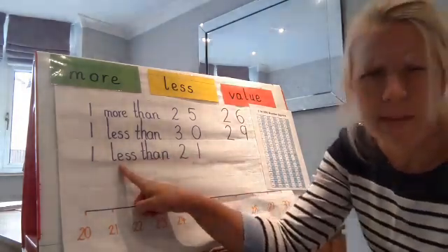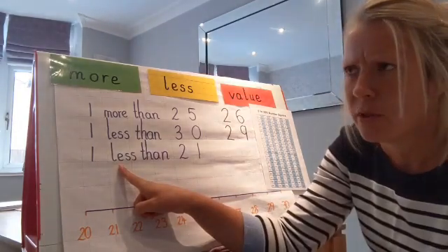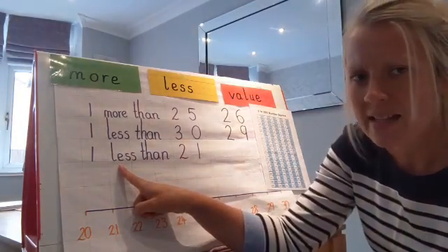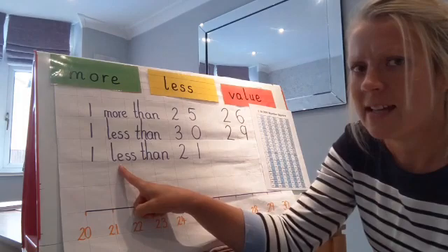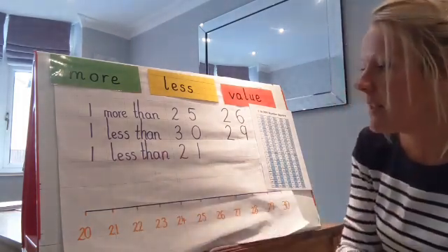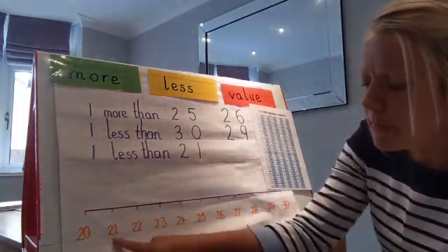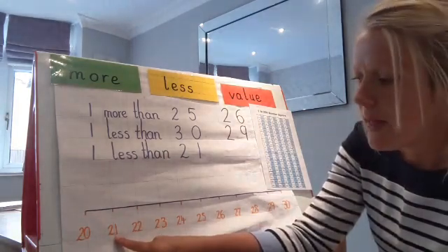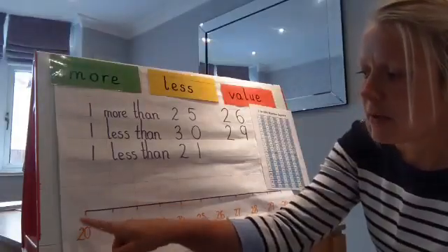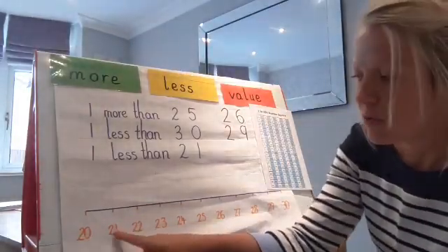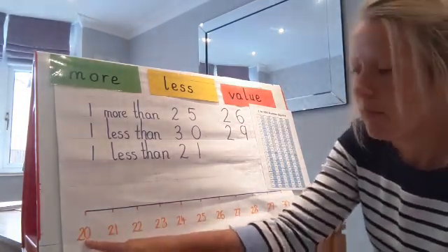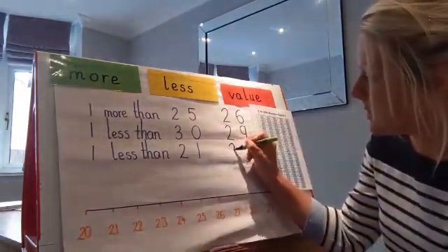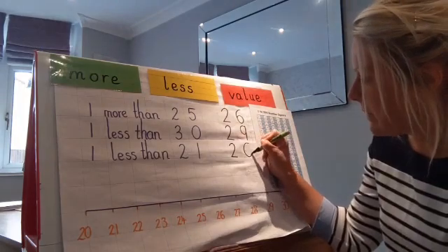So is my number going to be getting bigger or smaller? I'm finding less, just 1 less. That's right, my number's getting smaller. So I'm going to start at number 21 and then just 1 less, so number 20. Just 1 jump down my number line. So my answer is 20.